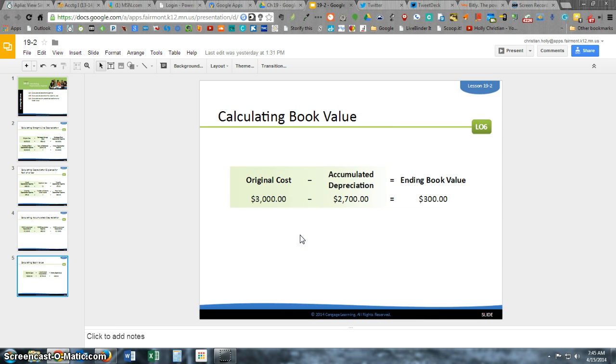When you figure that book value, you always take the original cost minus the accumulative depreciation. So at the end of every year, this accumulative number gets bigger. Our ending book value gets smaller because we're writing off more and more every year.